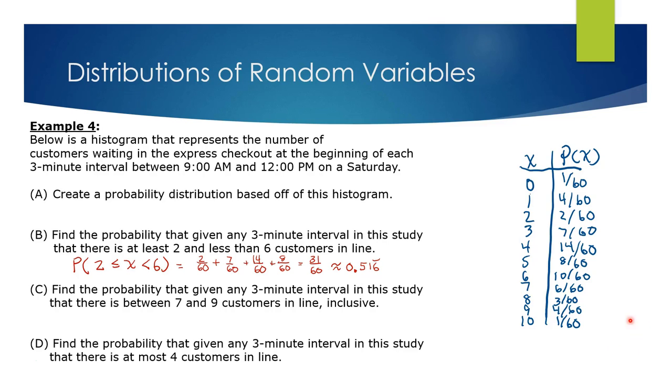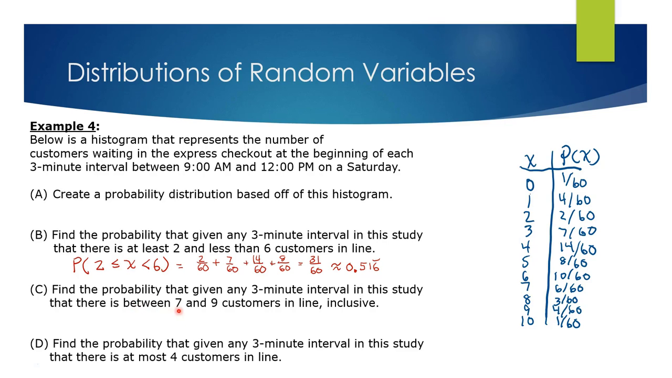But then all I really had to do at this point is take these probabilities in this region right here, going from 2 to 5, and add them together. And that's what you're seeing here. And so I ended up with 31 divided by 60, which is about 0.516 repeating.